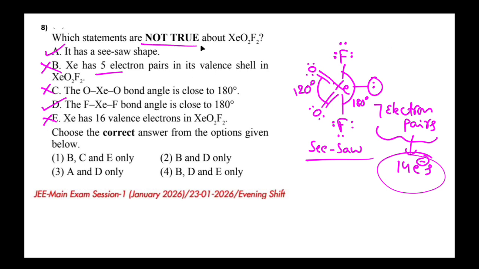The incorrect options, the not true options, are B, C, E. So the correct answer is B, C, E, because they are asking which are not true. So B, C, E are not true, and A and D are true. So the correct answer is the first option, B, C, E.